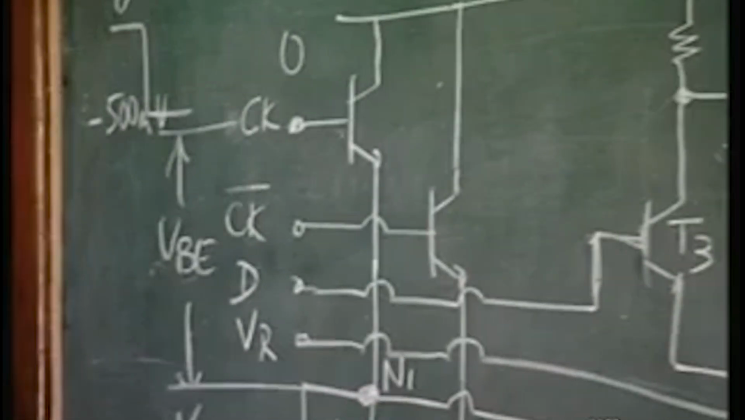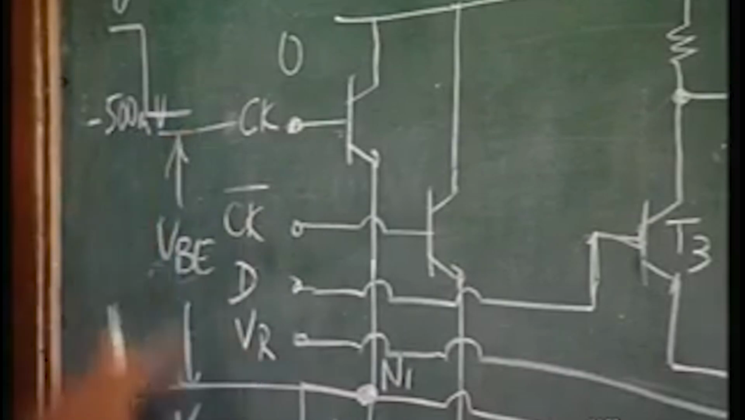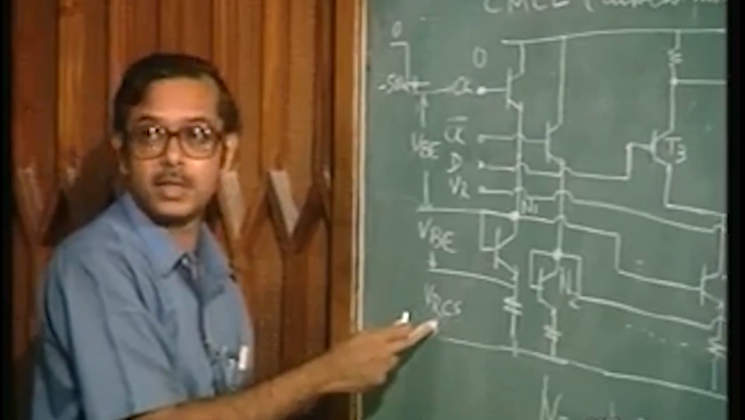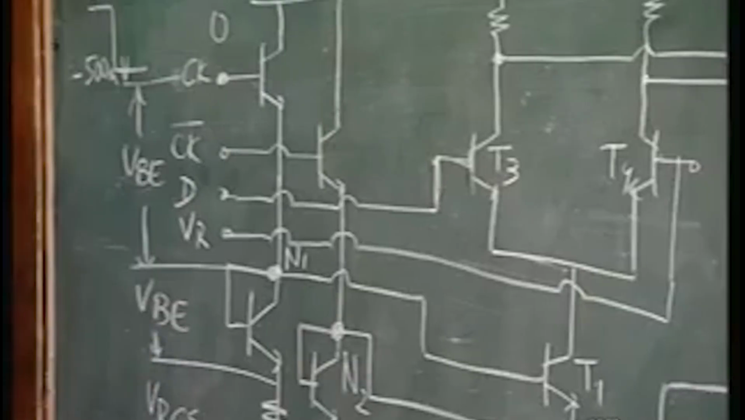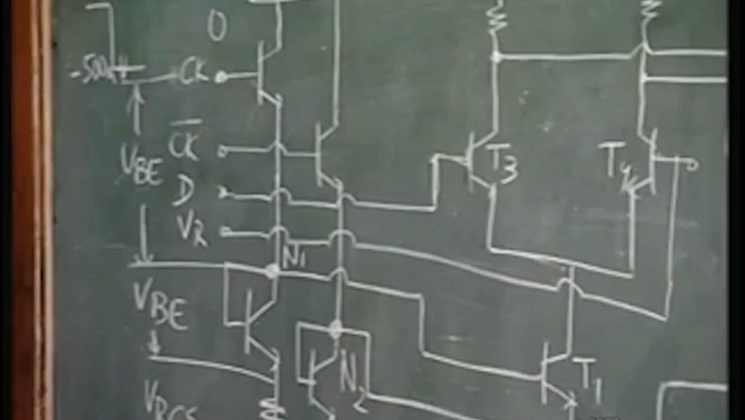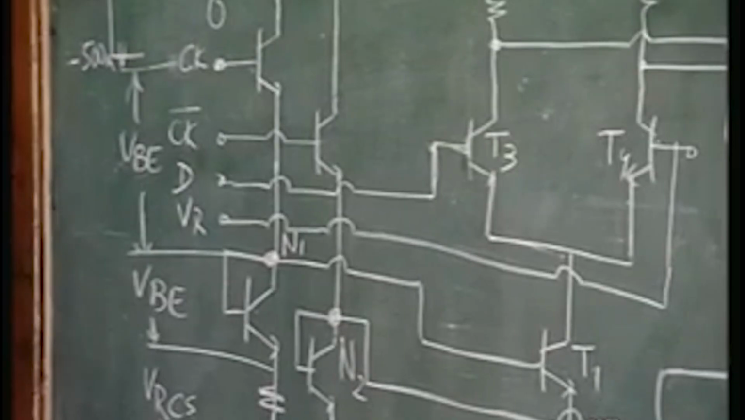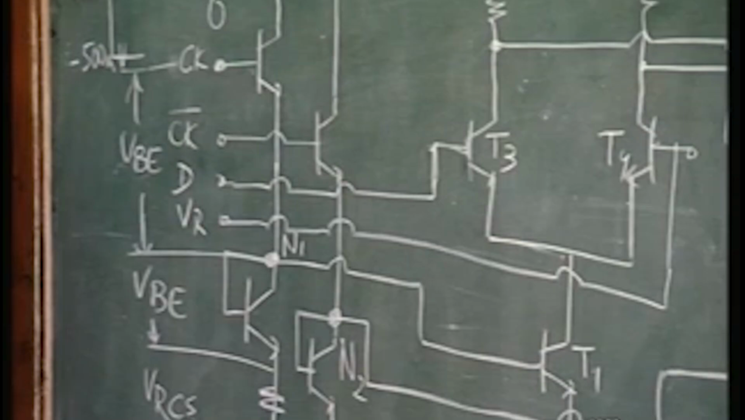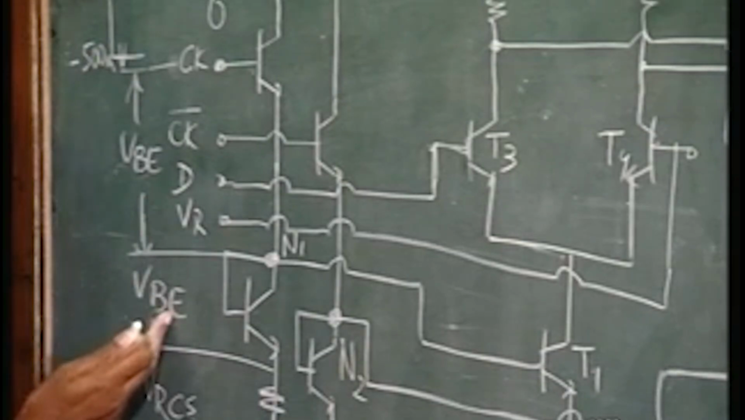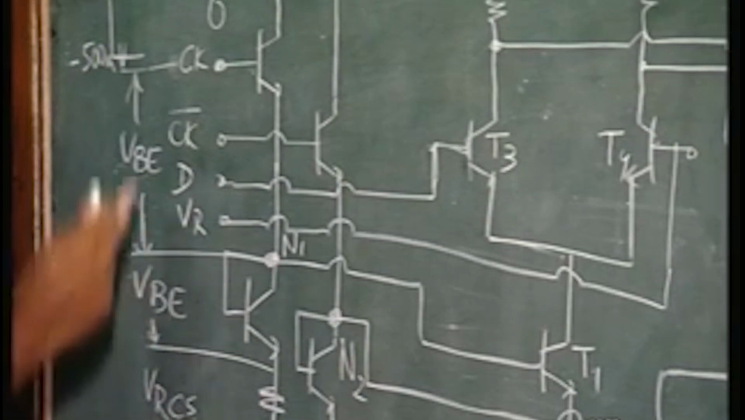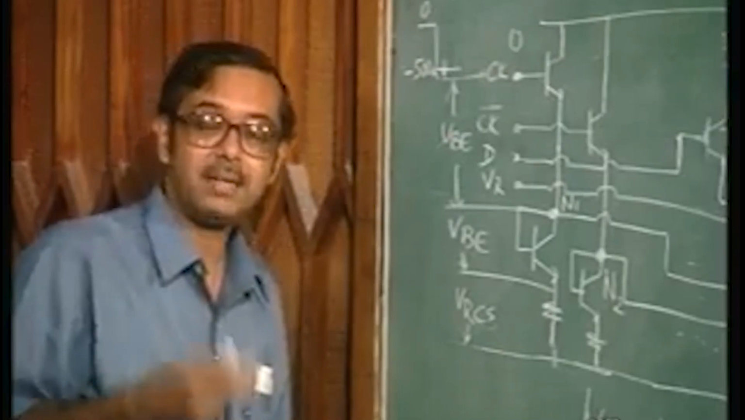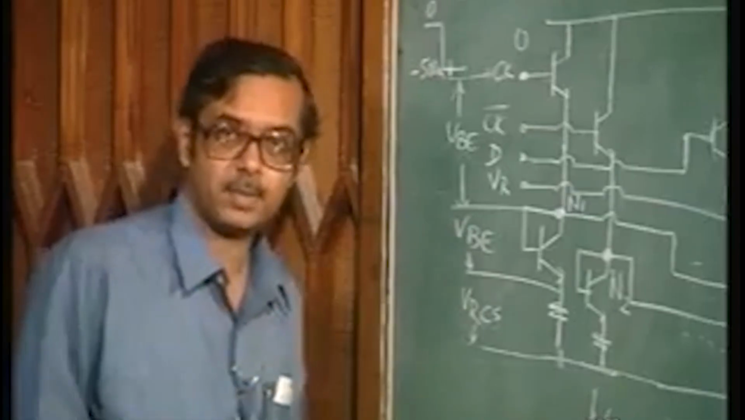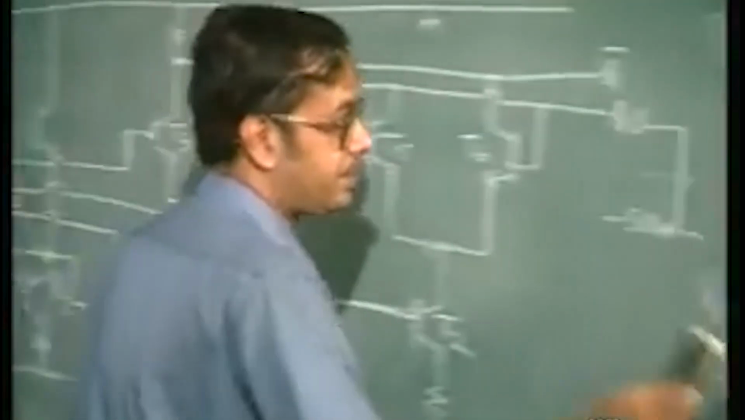All right. So, what is the maximum value of the input voltage? What is the maximum value of the power supply voltage? It is twice VBE plus VRCS, which means it is just 2 volts. Twice VBE is 1.8 volts and VRCS is 0.2 volts. So, the power supply voltage can be as low as 2 volts.